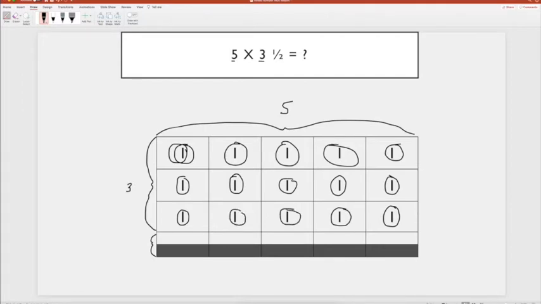That's right, 3 times 5 or 5 times 3 is 15. So we know our whole number value. 5 times 3 is equivalent to 15. Okay, now we're going to take the other part of this problem, which is the half, okay? This is my half down here. Now you see I grayed out this area.